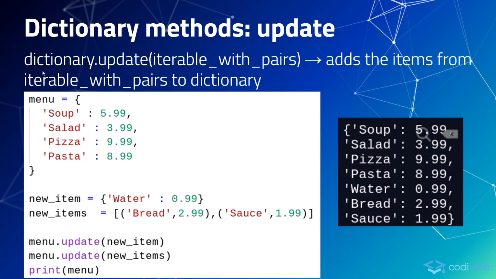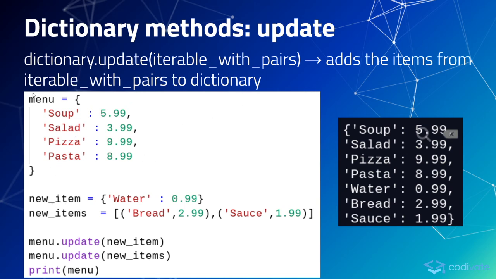So what this does is that we have to specify the dictionary name dot update, and the parameter is an iterable with pairs. It will add all the items from the iterable with pairs to the dictionary as key value pairs.